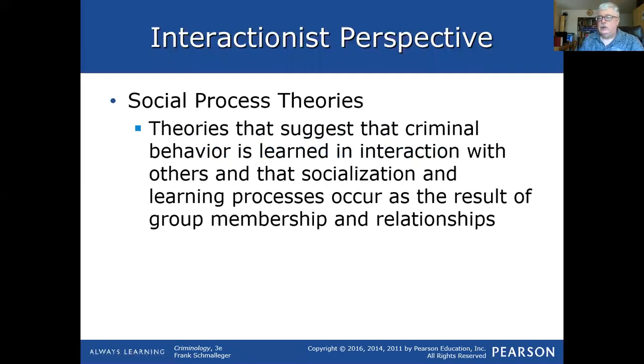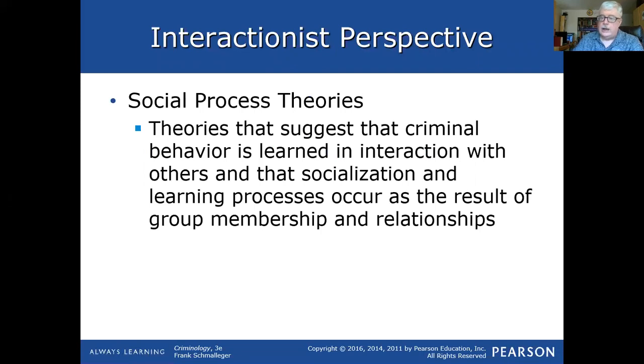Social process theories basically suggest that criminal behavior is learned in interaction with others, and that socialization and the learning process occur as a result of group membership and relationships. In other words, as we were talking about in some of the psychological theories, we learn behavior from our interaction with other people and the various groups we belong to, whether it's a church, your family, your gang, your school, your baseball team, whatever it is. We learn from those associations.